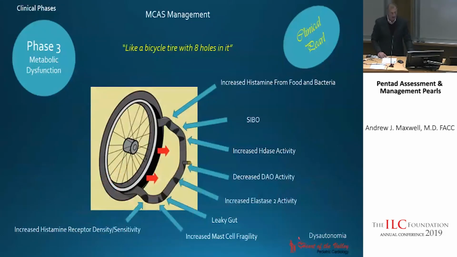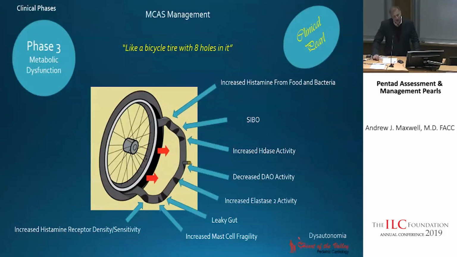And then the other clinical pearl along these lines is what I call the bicycle tire theory of mast cell activation treatment. Patients come in and say, Dr. Maxwell, if you're right that there's a mast cell component to what's going on, then maybe I'll just take some Zyrtec, and if I don't get better, then you're not right. And I say, no, you've got to think of it as a bicycle tire with 8 holes in it. You can't just patch one and think you're going to get anywhere. You've got to patch all 8 holes. And the holes are, the histamine that comes from food and bacteria.